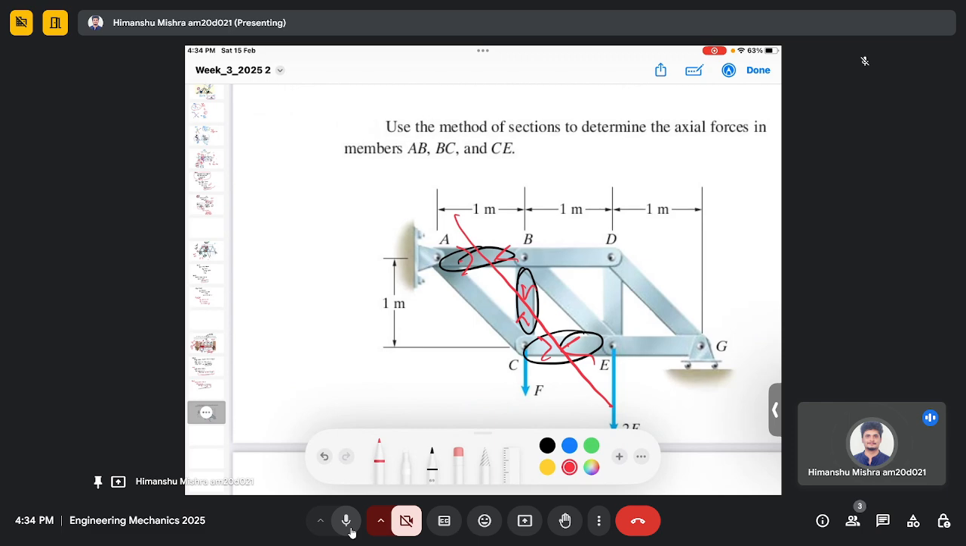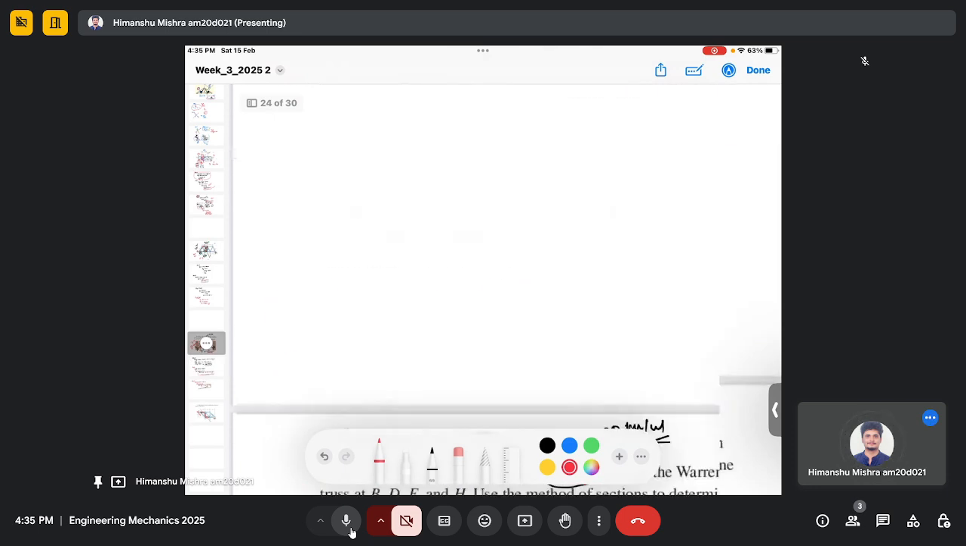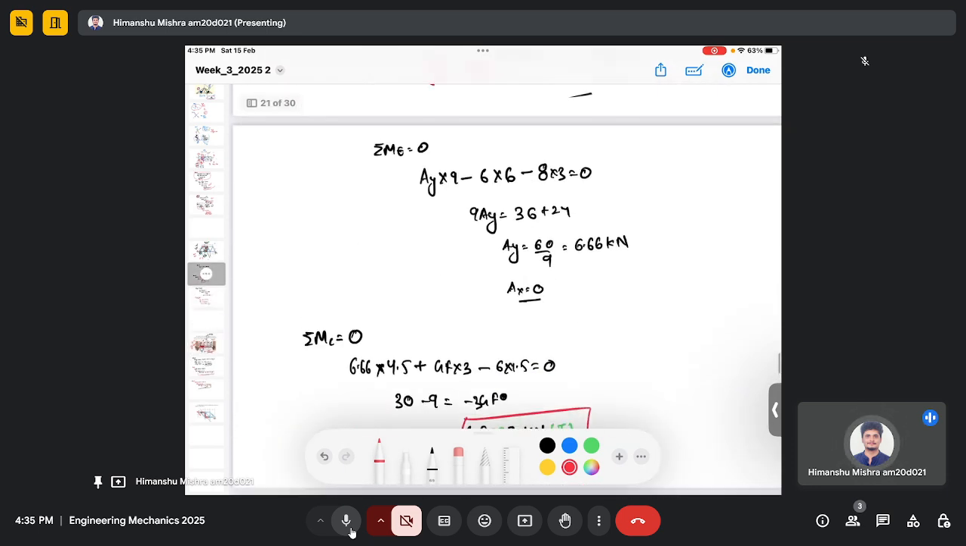Just before you make the cut, first calculate the reaction forces here. Once you calculate the reaction force, then make a cut like this, because these are the unknown forces that you need to find out, and then use the above approach that we have been using for the last 3 or 4 questions to calculate the unknowns.